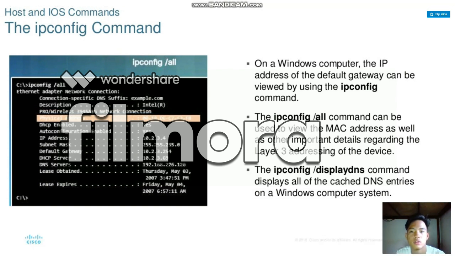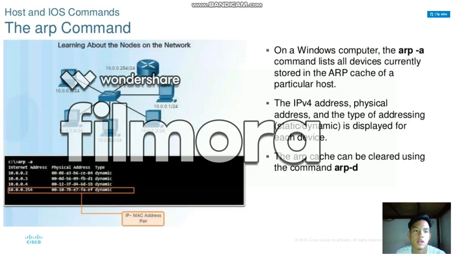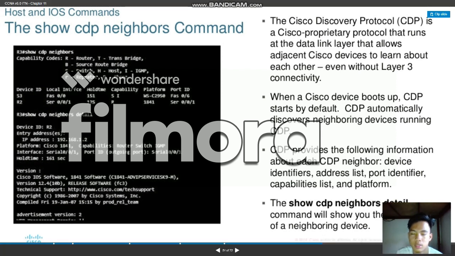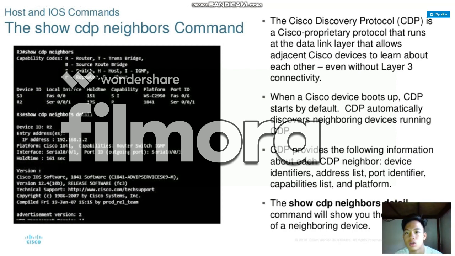The ipconfig command. On a Windows computer, the IP address of the default gateway can be viewed using the ipconfig command. The ARP command. On a Windows computer, the arp -a command lists all devices currently stored in the ARP cache of a particular host. The show cdp neighbors command. The Cisco Discovery Protocol, or CDP, is a Cisco proprietary protocol that runs at the data link layer and allows adjacent Cisco devices to learn about each other even without Layer 3 connectivity.